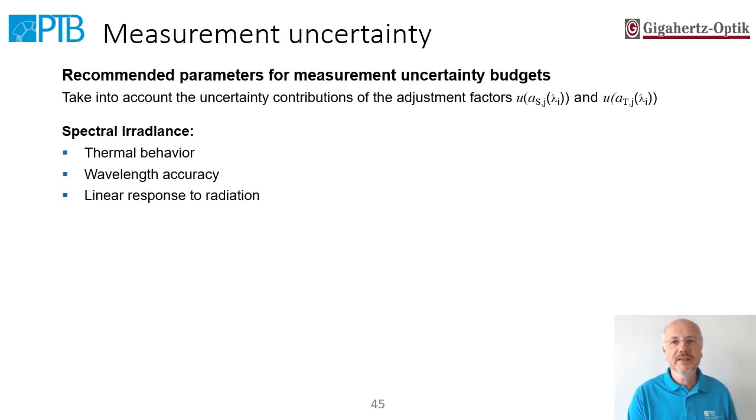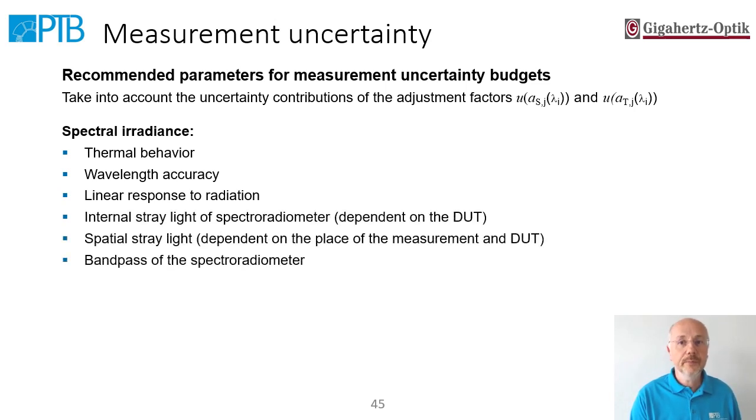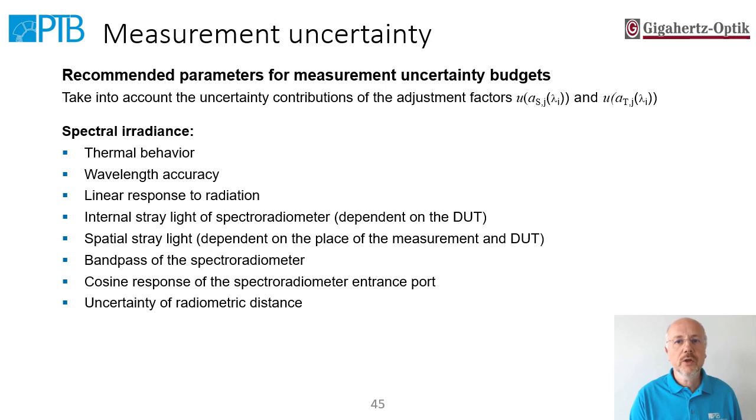All quantities listed in the previous equations contribute to the overall measurement uncertainty. How this is calculated is discussed in another tutorial. Many results and parameters of the spectroradiometer characterization provide measurement uncertainty components. For spectral irradiance, we have the temperature response of the instrument, the wavelength accuracy, and the uncertainty of the nonlinearity correction. The internal and external stray light that are dependent on the lamp sources being measured, and also the bandpass of the spectroradiometer has to be taken into account.